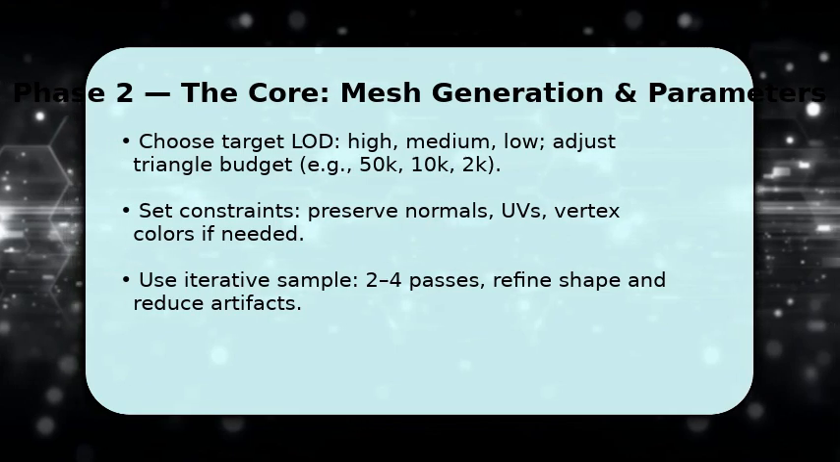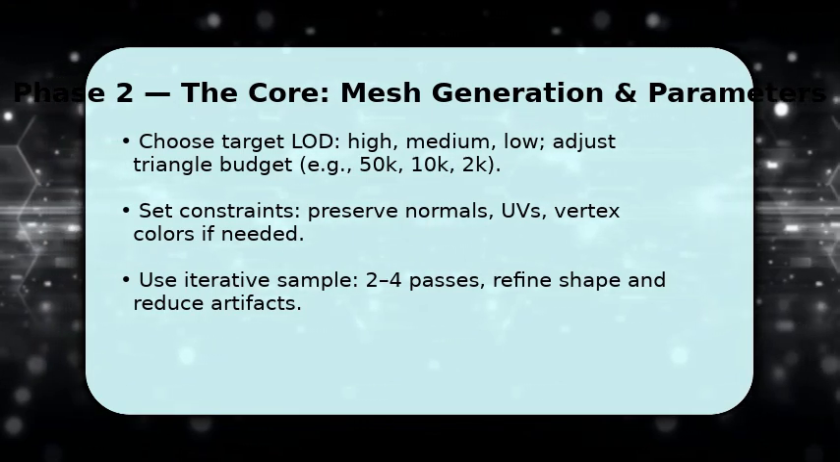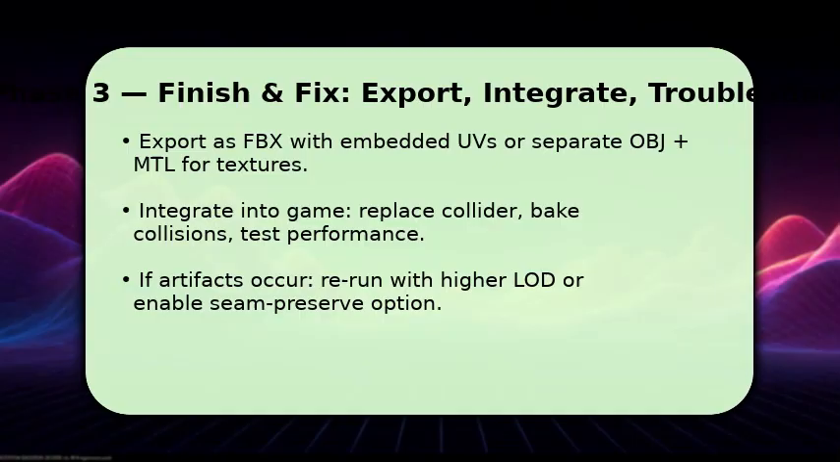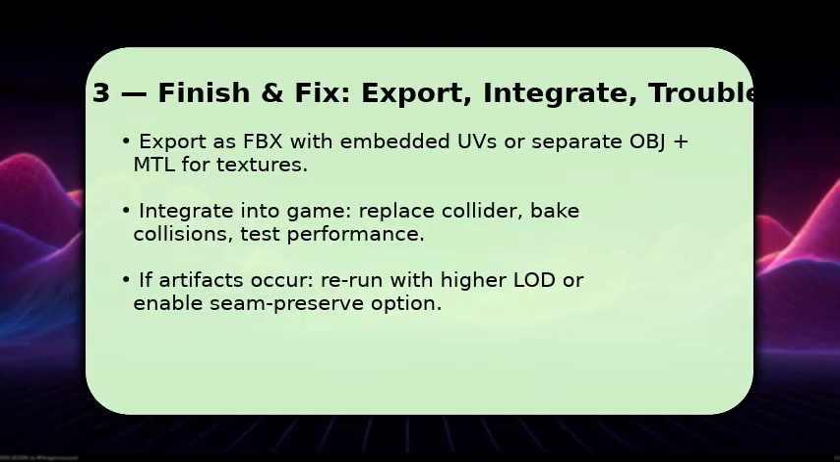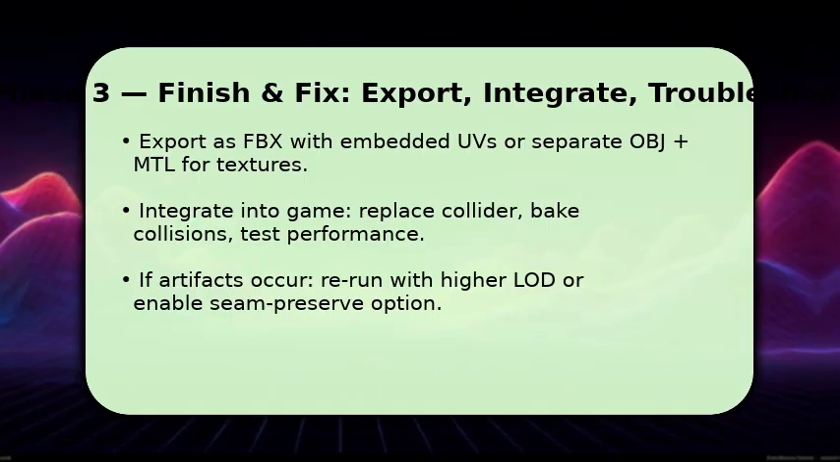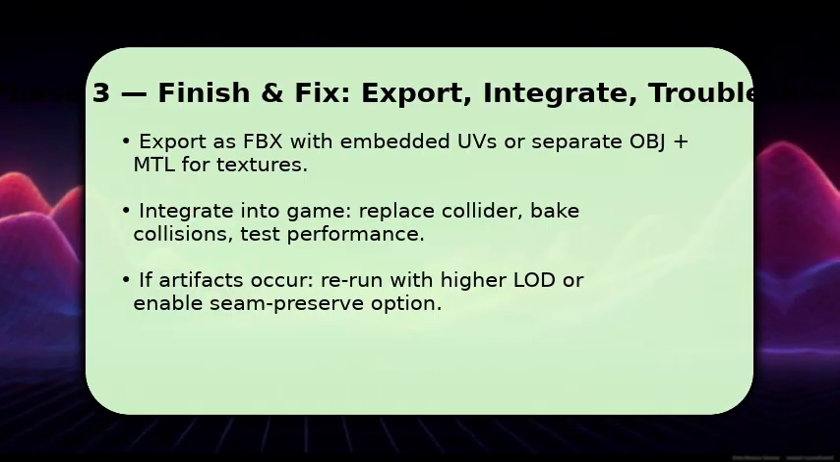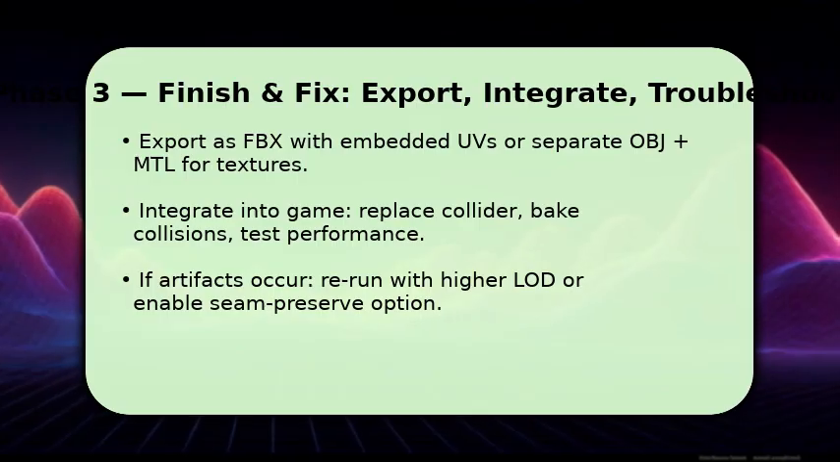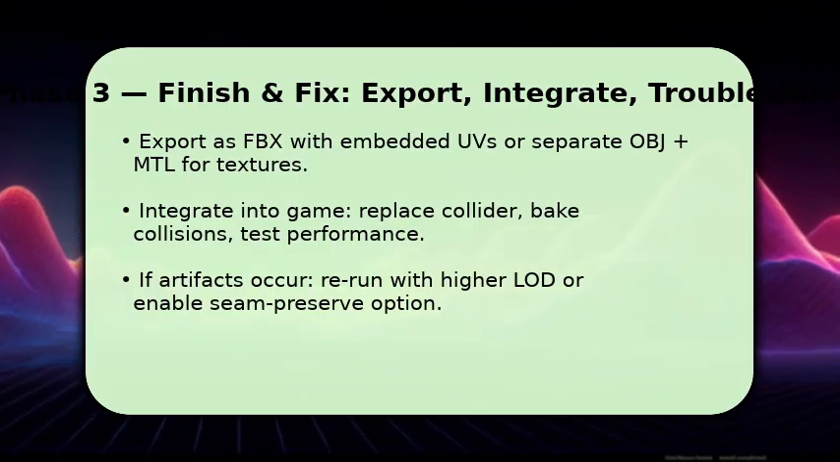You finish by exporting and integrating the optimized mesh into Roblox correctly. Export as FBX with embedded UVs or OBJ plus MTL for materials, then import back into Studio and replace the original mesh, making sure to assign colliders or bake simplified collision shapes.